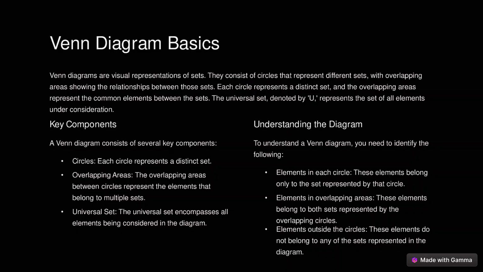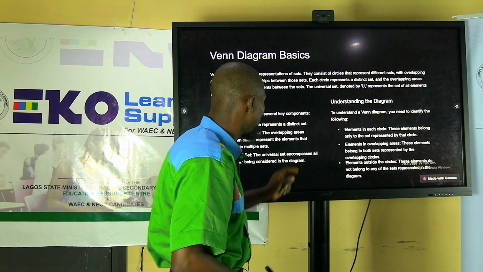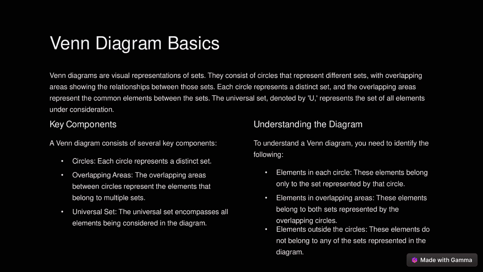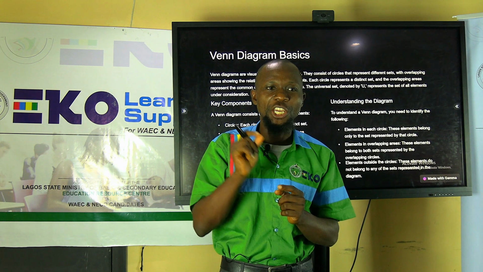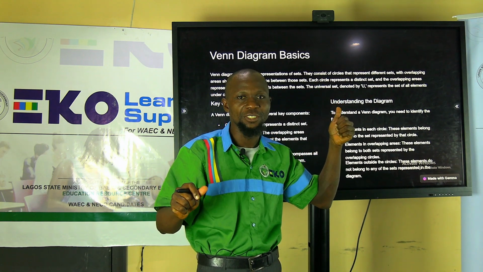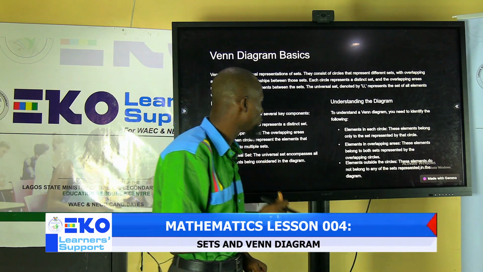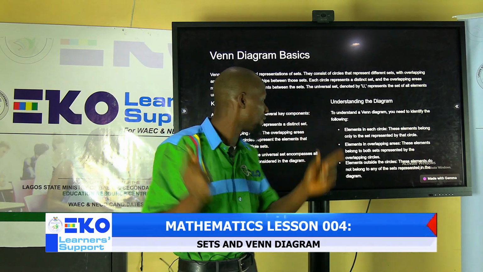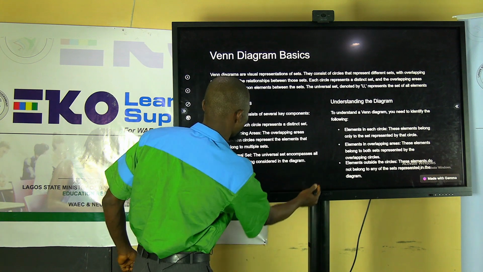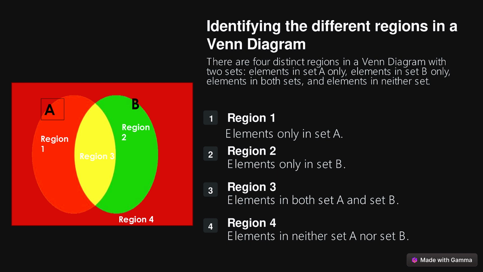So elements in each circle are elements that belong to only the set represented by that circle, circle A. Then elements in the overlapping area: the area that belongs to both. From the definition of the concept of sets, we have intersection of sets, which is the element that is common to two or more sets. And we also have the area outside.